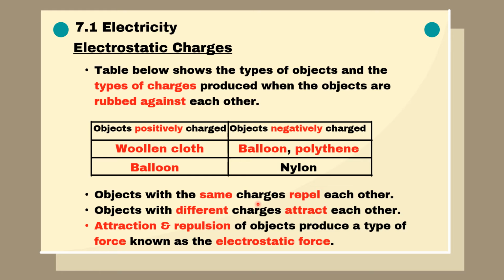Objects with the same charges repel each other. Objects with different charges, such as positive and negative, attract each other. Attraction and repulsion of objects produce a type of force that is known as the electrostatic force.